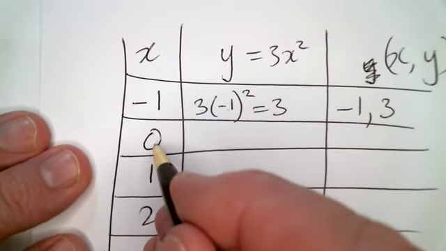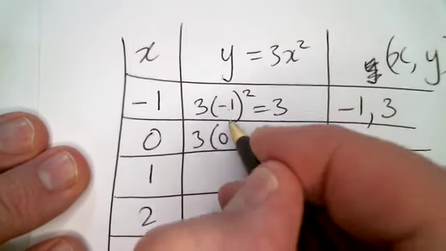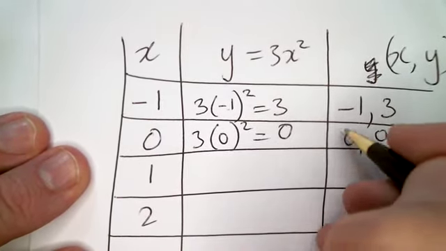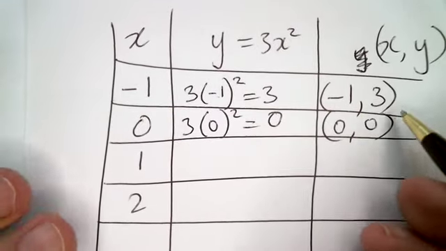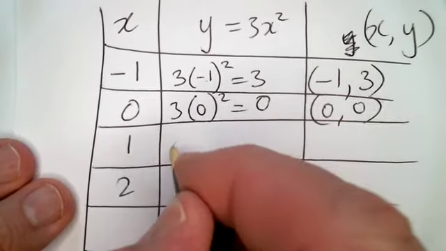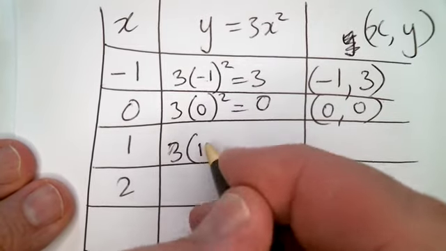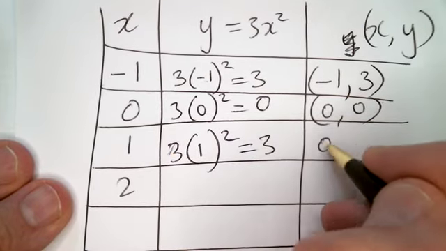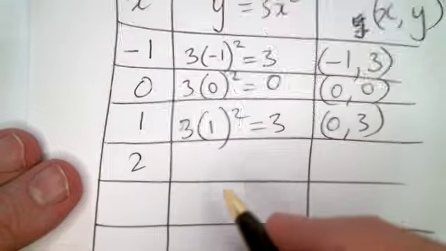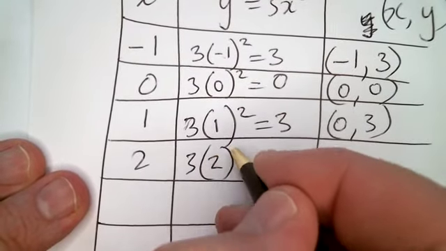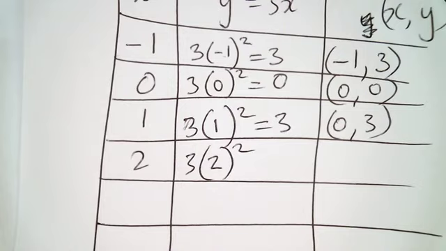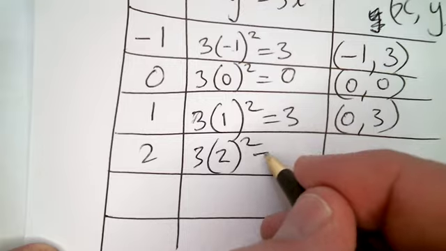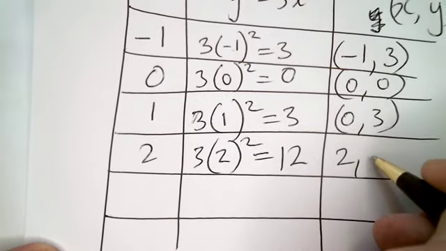All right, 0. This is 3 times 0 squared, and anything times 0 is 0, so it's 0 comma 0. These are my ordered pairs, so make sure you put brackets around them. Let's try 1. 3 times 1 squared is 3, so I'm going to have 1 comma 3. What would 2 be? 3 times 2 squared. 2 squared is 4, and 3 times 4 is 12. So this is really moving up very quickly now.